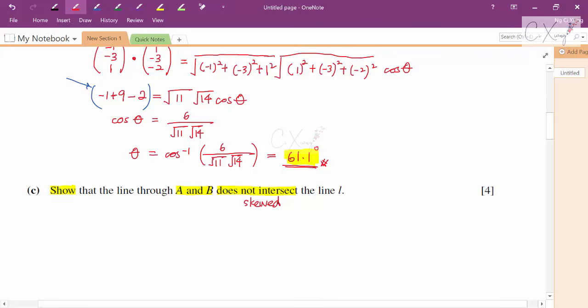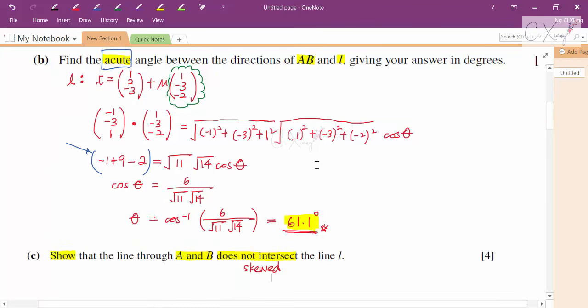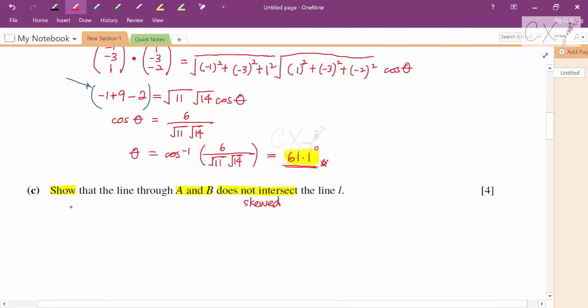Okay, so how can we prove that they are skewed lines? First, I need to try to equate these two vector equations. For the line AB, this is the vector equation that we have, and we want to equate it with this one. I will let AB equal to L. When I put them in brackets, it will look something like this.